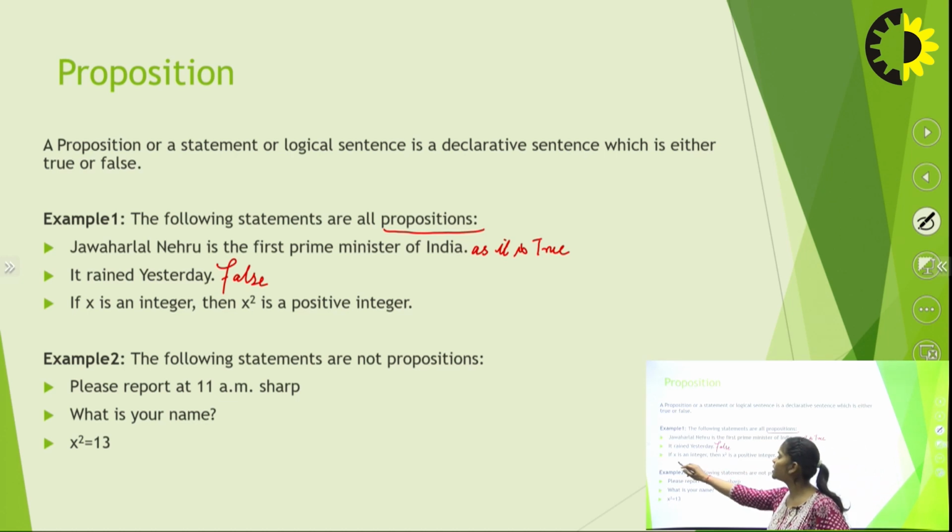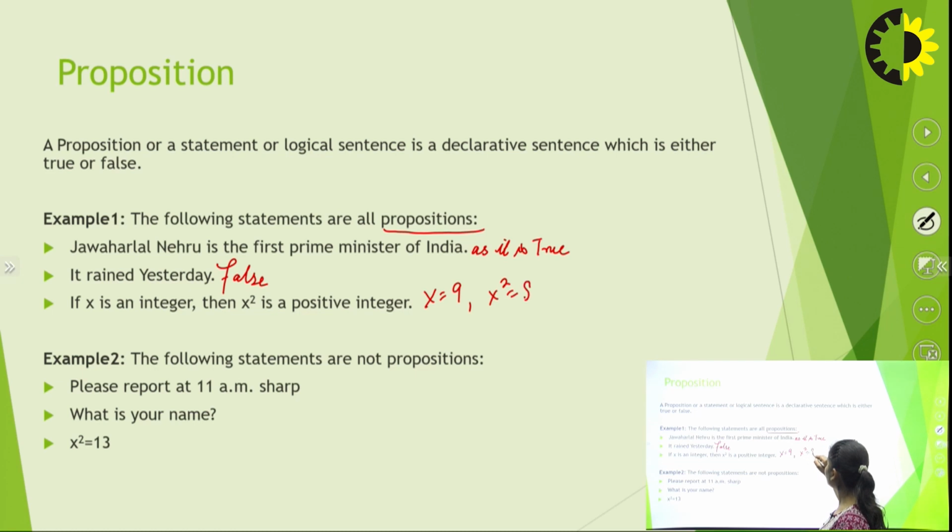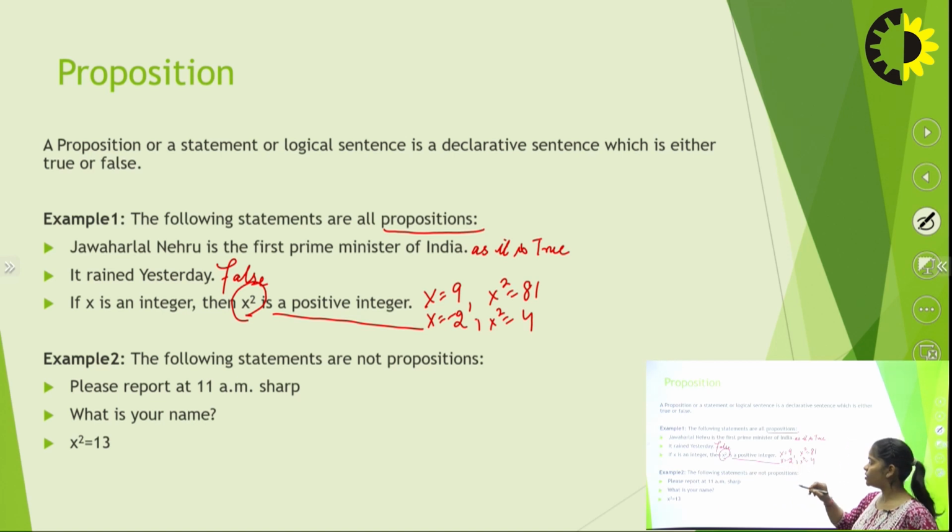The third one is: if x is an integer, then x square is a positive integer. Yes, it's true. If I take x as 9, then x square will be 81. And if I take x as -2, then x square will be 4. So x square is always positive in nature, so it will always give true. So this is also a proposition statement.